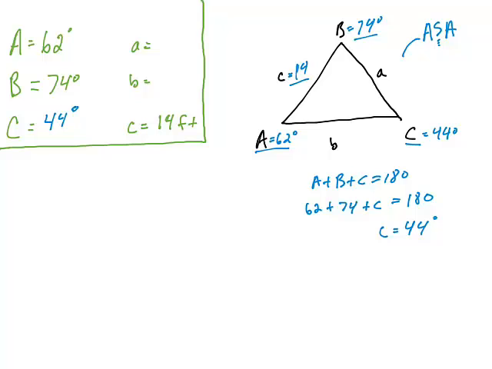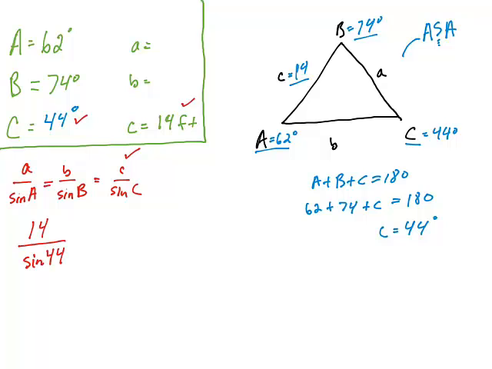This is when we use the law of sines. So to use the law of sines, we can use any 2 fractions in that proportion. So again, looking at the law of sines, I can set any of these 2 fractions equal to each other. Now what we have is, well, I have angle C and side C here. So I'm going to use that ratio. So I'll use this fraction, C and sine of C. So I'll say 14 feet over sine 44 degrees.